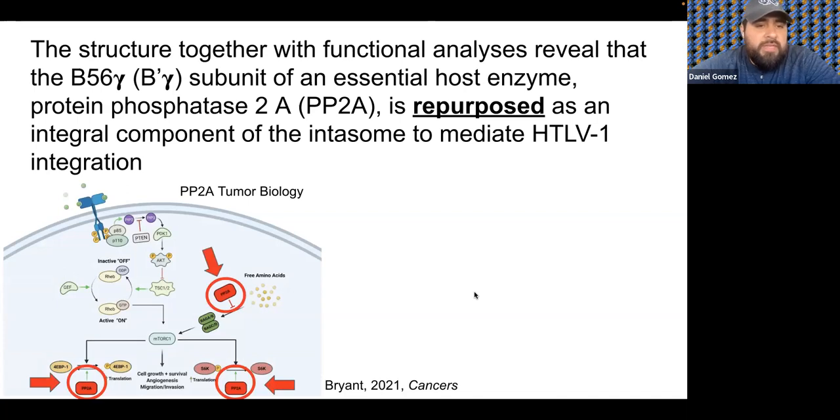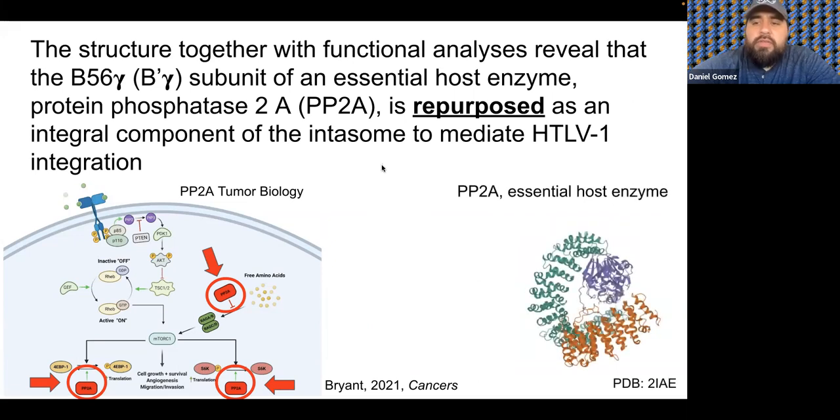And so you have a PTEN, AKT, mTOR pathway where PP2A can either inhibit the activation of mTOR, or if mTOR is active, PP2A can exacerbate that activation, leading to cell growth, survival, angiogenesis, migration, and invasion. This essential host enzyme was deposited into the PDB as 2IAE, and this was solved by X-ray diffraction at 3.5 angstroms. So there you can see the structure of PP2A.